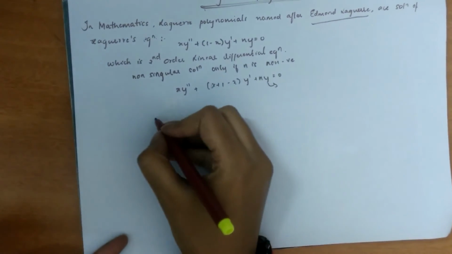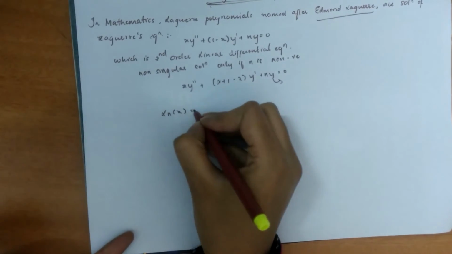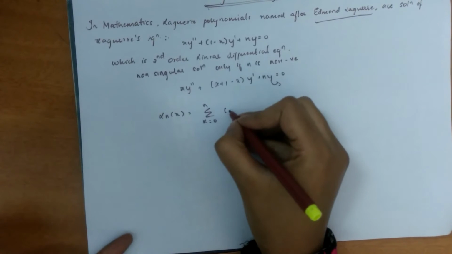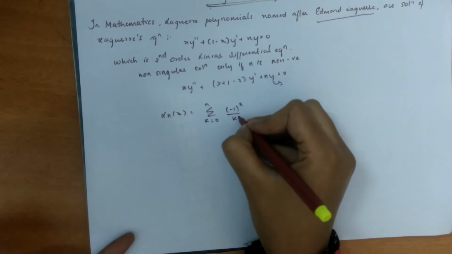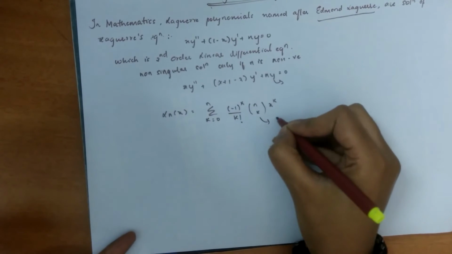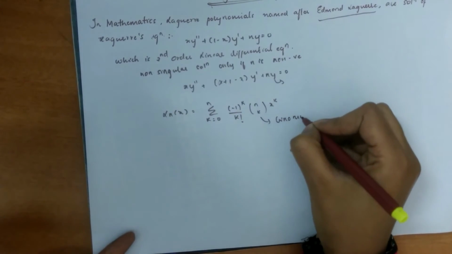Laguerre polynomials are Ln(x) = summation k equal to 0 to n of (-1)^k by k factorial times nCk times x^k. This is binomial coefficients.